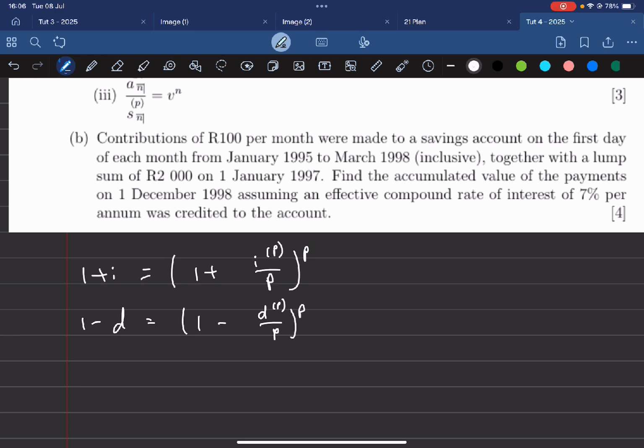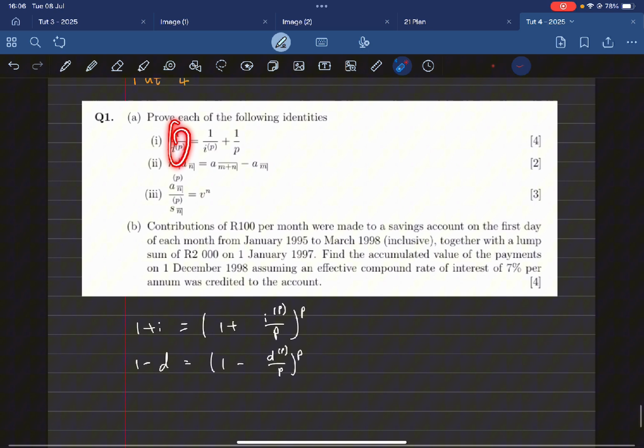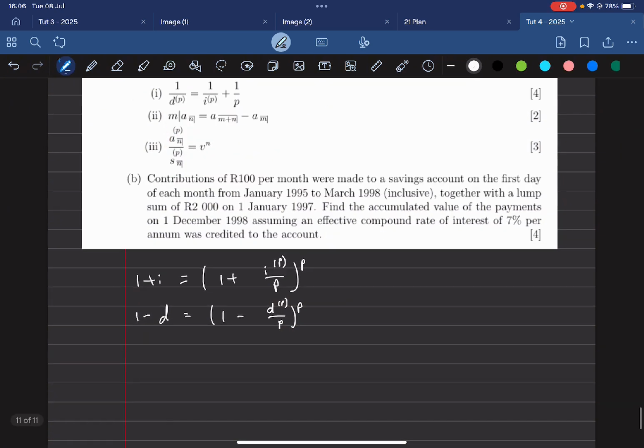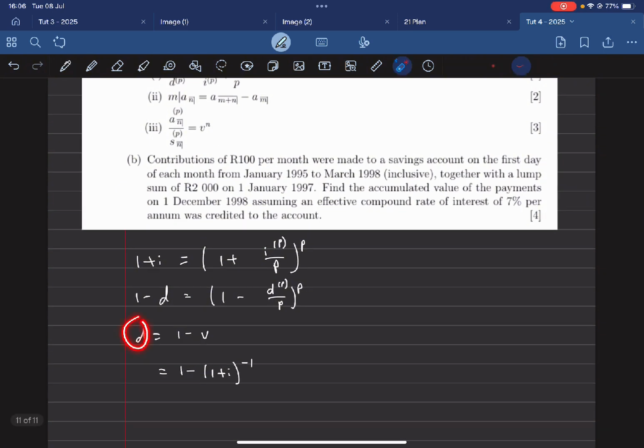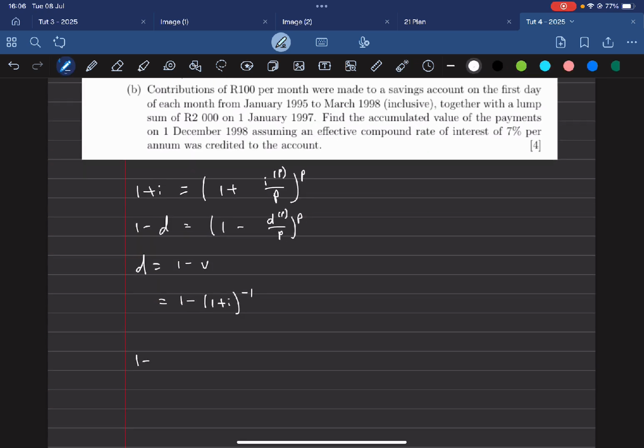Okay, so now, because we want to link these, we somehow need to find a way to link these two identities. And the way we can link it is that we know that the discount rate is equal to 1 minus v, and v is equal to (1 plus i) to the negative 1. Cool. So now, instead of d, we can sub this into this equation. So we can write 1 minus d, but instead of d, we're going to write 1 minus (1 plus i) to the negative 1, equals 1 minus d^(p) over p to the power of p.